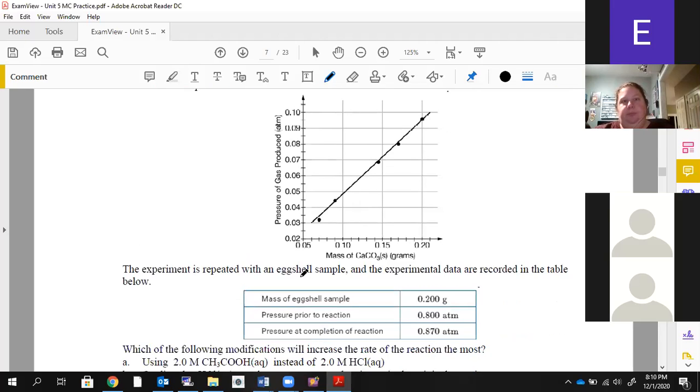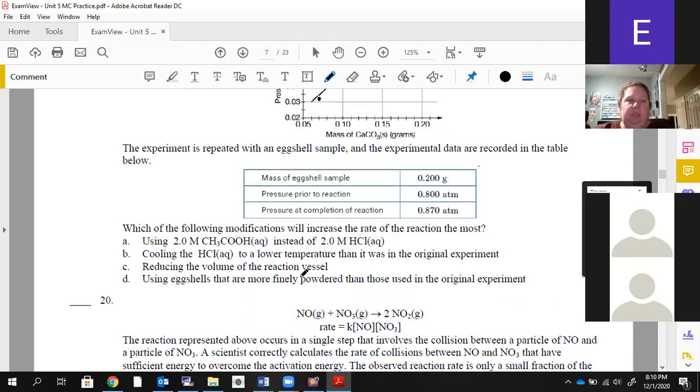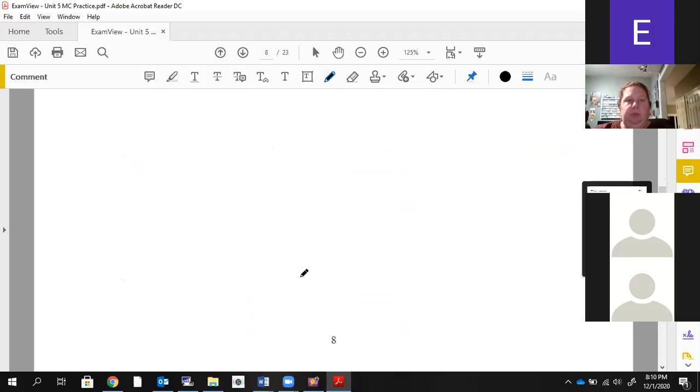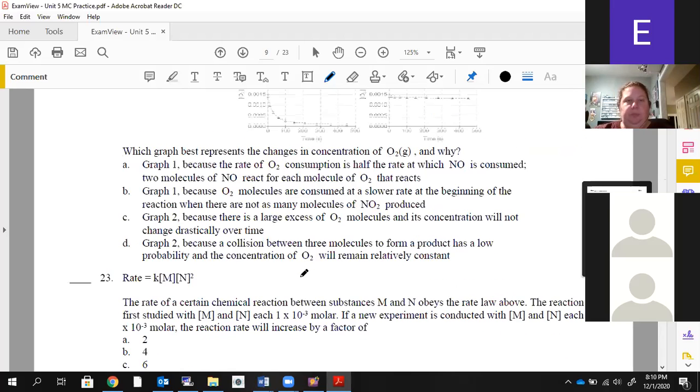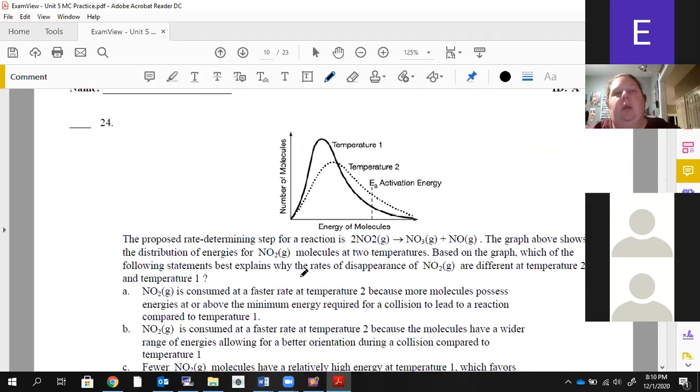Can you do question 24, please? All right. So 24, we've got this nice Maxwell-Boltzmann distribution showing up here. Temperature 1 is the solid line, temperature 2 is the dotted line. We got an activation energy marked on there. Based on the graph, which of the following statements best explains why the rate of disappearance of NO2 are different at temperature 2 and temperature 1?